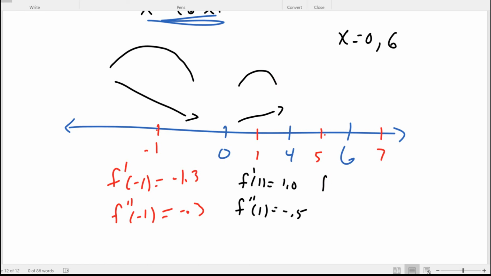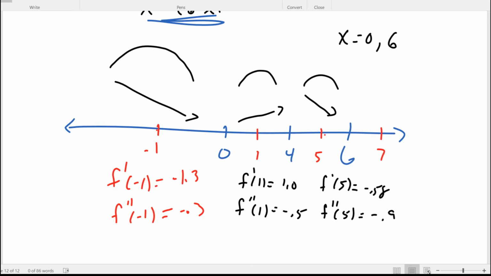So f prime of 5 is -0.58. And then the second derivative at 5 is -0.9. So it's decreasing and it's concave down. And then my next test point was at 7.